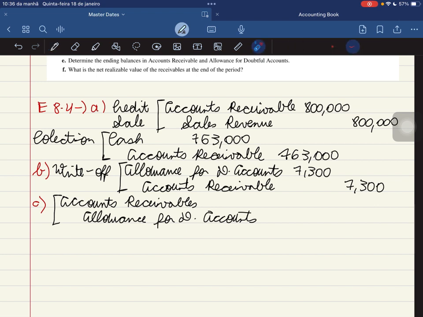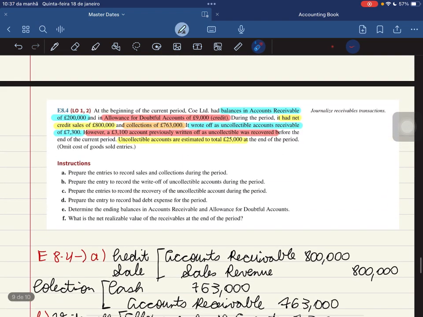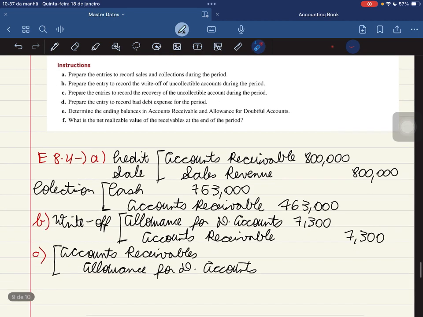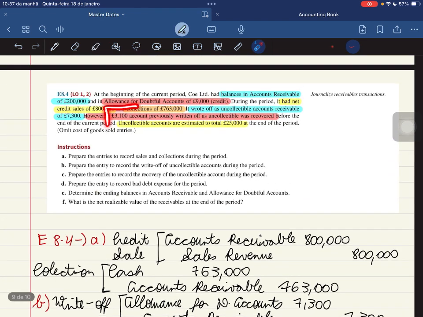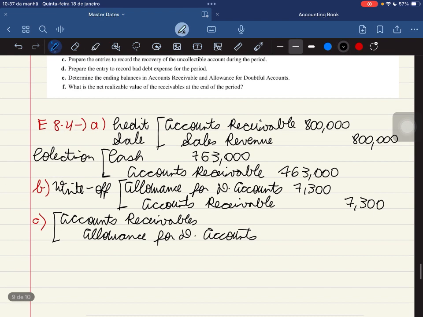So I just switched the position, but something that you have to be careful about here is that you don't necessarily put the same values. Why? Because maybe the person, when she gave you the money, didn't necessarily give you the amount in full, right? Like for example, let's see. It wrote off as uncollectible accounts receivable. However, a 3,100 account previously written off as uncollectible was recovered. You see, the original amount was 7,300, but this person just paid me 3,100, which means that I'm actually just going to cancel 3,100.